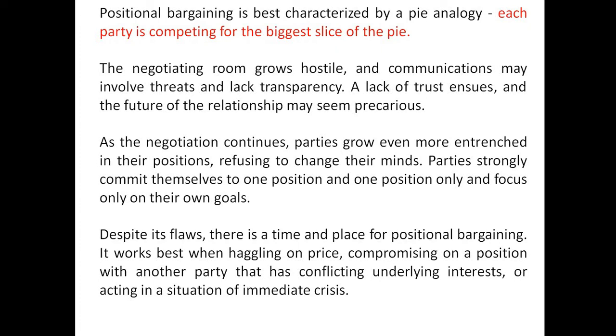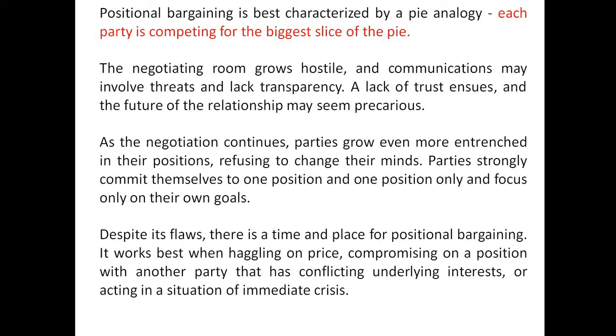Positional bargaining is best characterized by a pie analogy. Each party is competing for the biggest slice of the pie. See, we are competing for the biggest slice of the pie. We are not thinking in terms of expanding the pie.